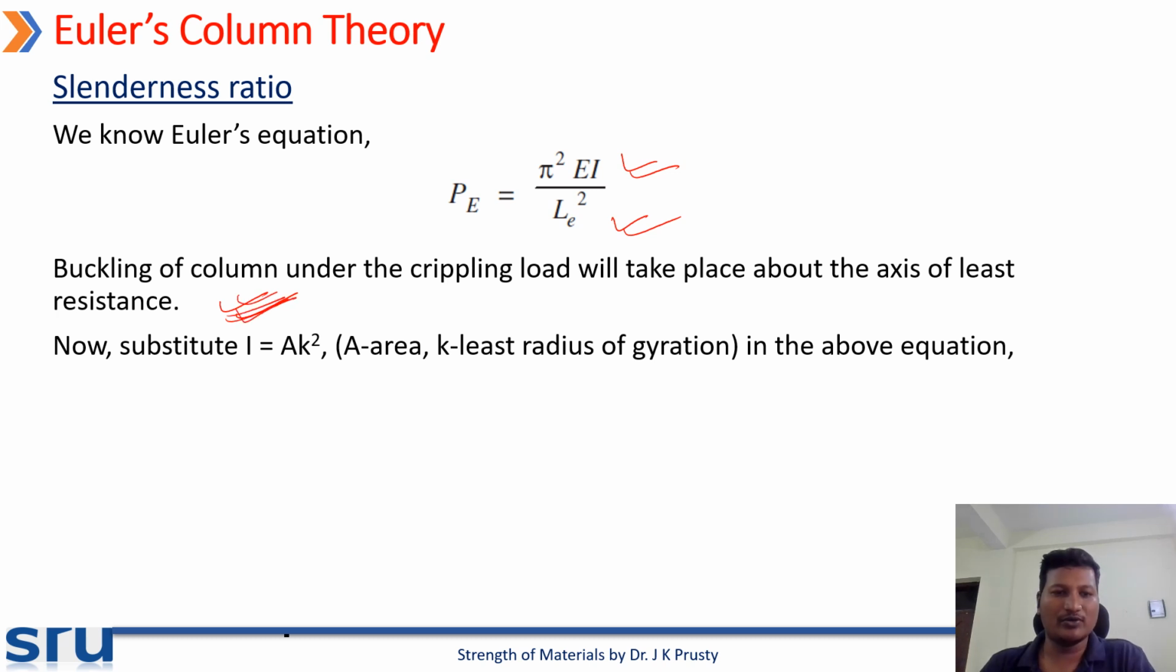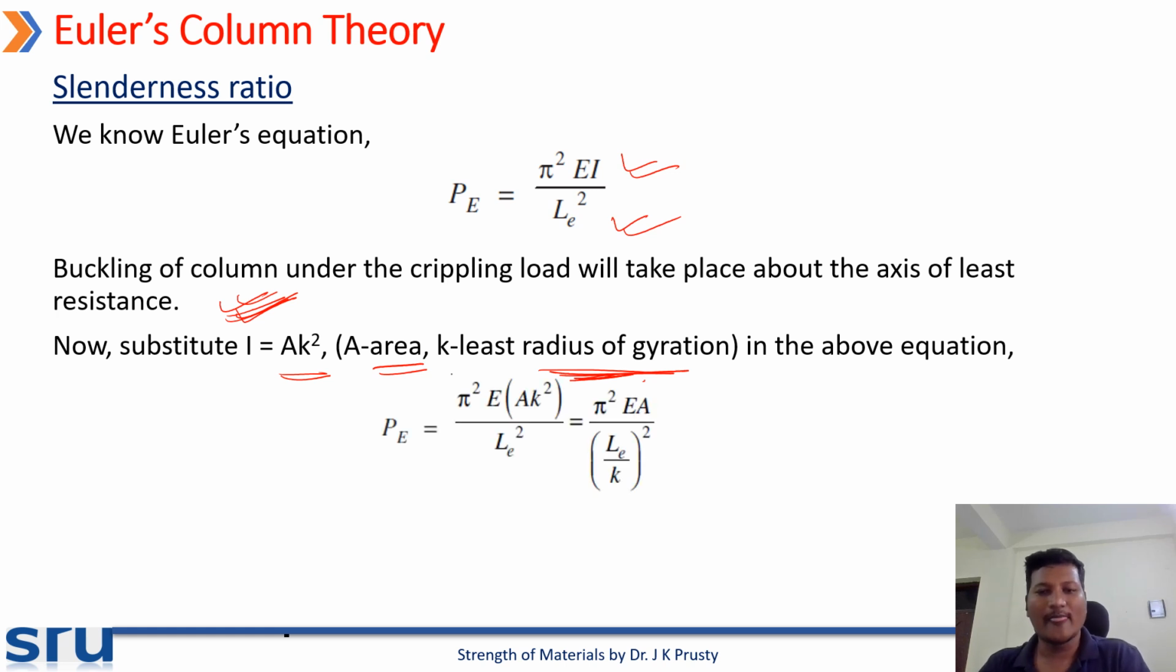So you need to substitute I is equal to AK square. What is A? A is area and K is the least radius of gyration, because the buckling occurs about the axis of least resistance. Then if we put that value in the equation, P is equal to pi square E, instead of I we use AK square, divided by LE square. Then pi square EA by LE by K whole square. So this LE by K is nothing but your slenderness ratio.